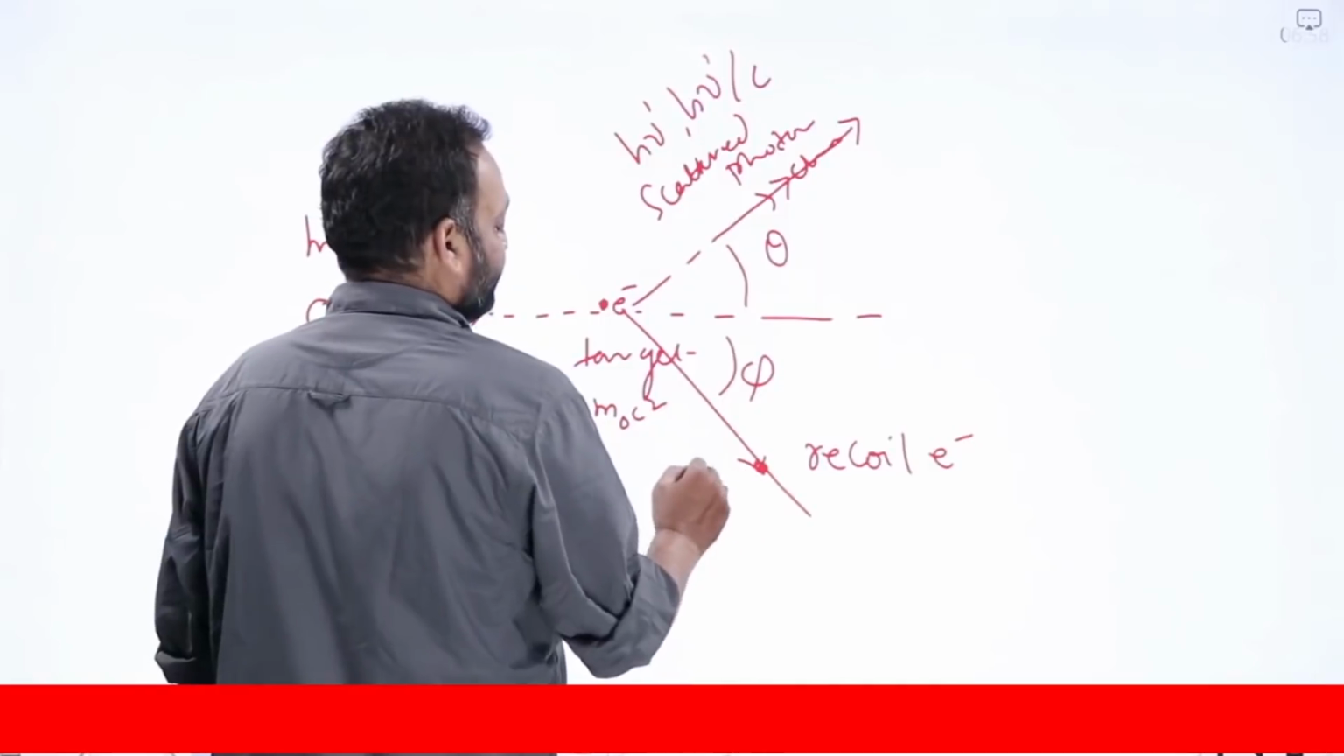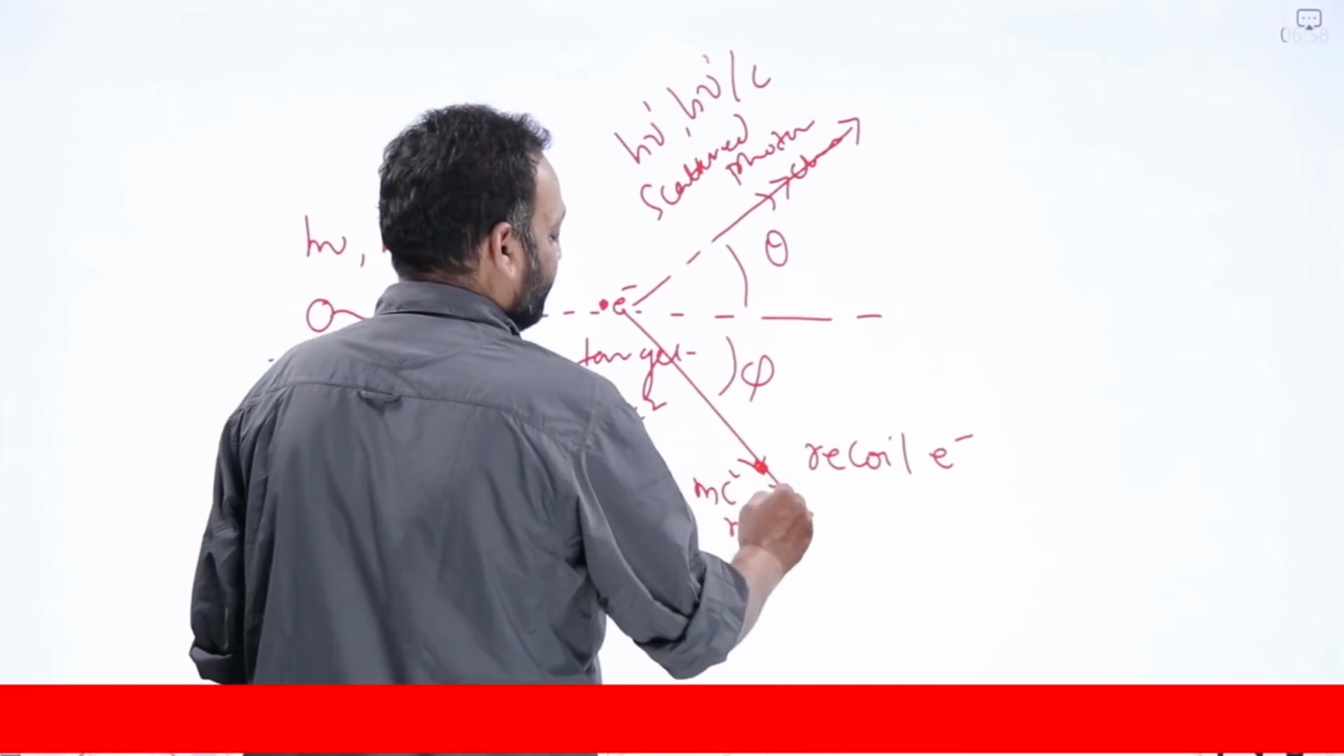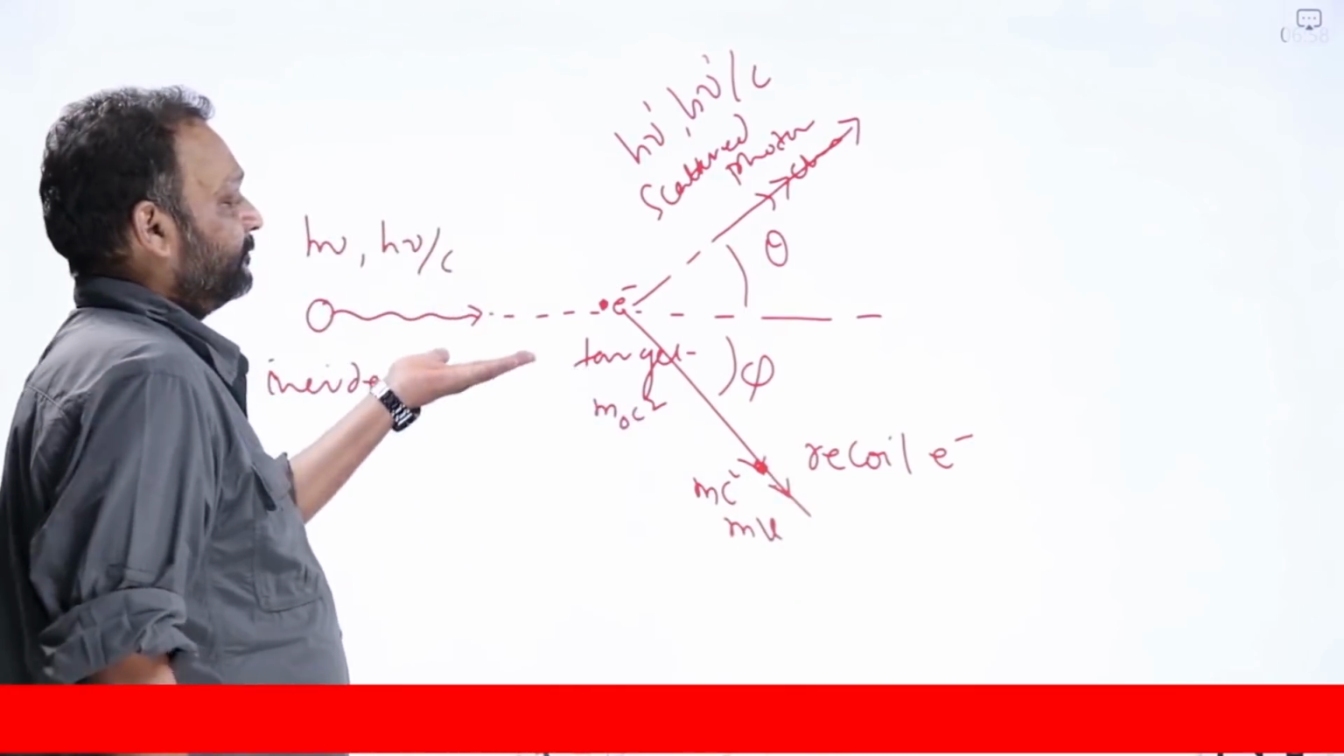Okay, its mass is m, so its energy will be mc². It is moving with some velocity v, so its momentum will be mv. Right, this is how Compton has visualized it.